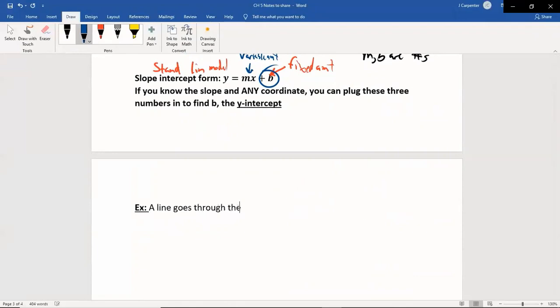Line goes through the point (1, 12), with a slope of 4. Find the equation of the line. This example right here relates to what I just talked about: the slope-intercept form, along with, if you know a point and a slope, you can find everything else.